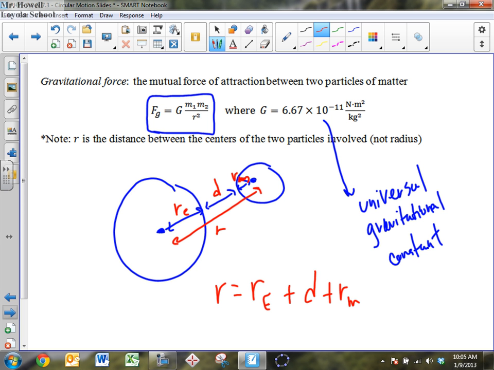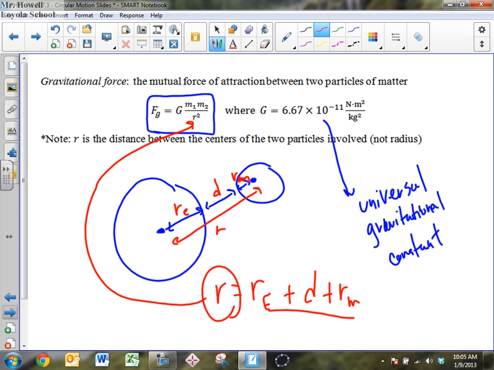So for a problem like this, you would need a table of values, and your book gives you these values. On the test, I will give you the values. So you'll be told the radius of the Earth is x, or whatever it is. The distance between the Earth and the Moon is this value. The radius of the Moon is this value. Find the gravitational force between the two. You need to know to add those three values together, and that's what R is, which is what goes in that equation right there. Okay, Jack?